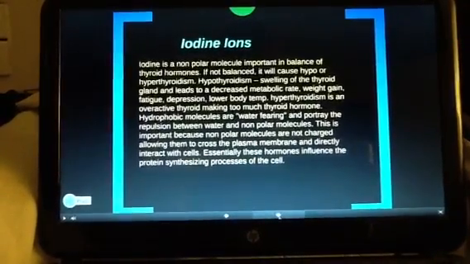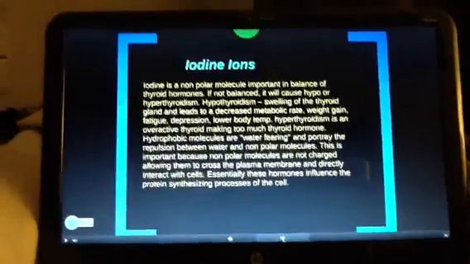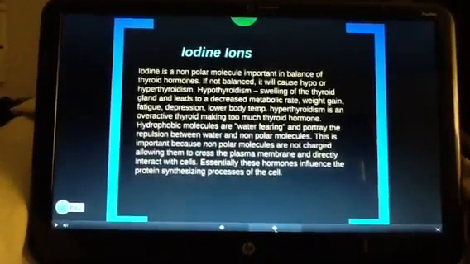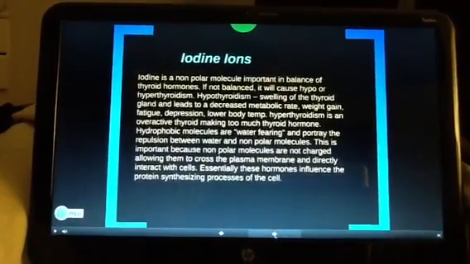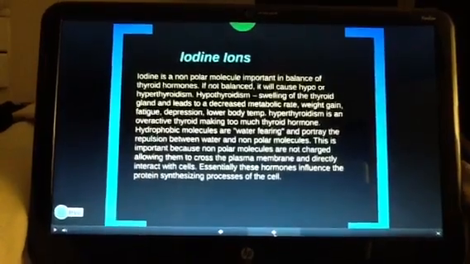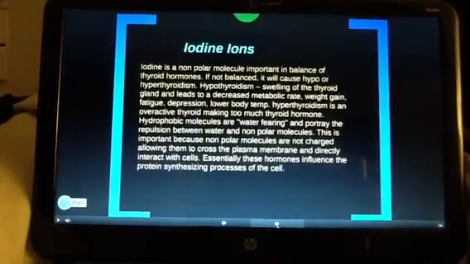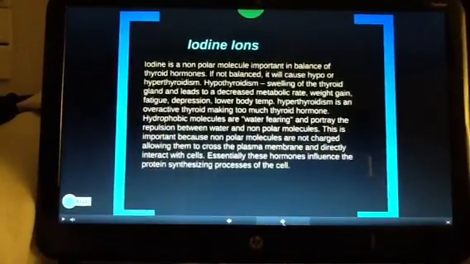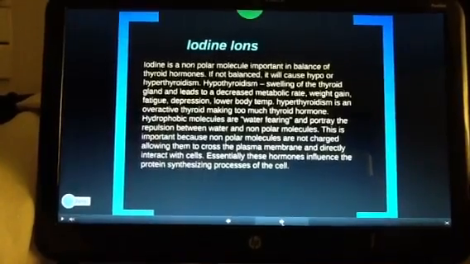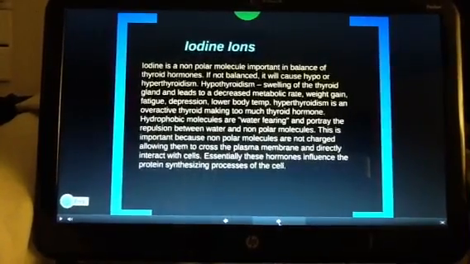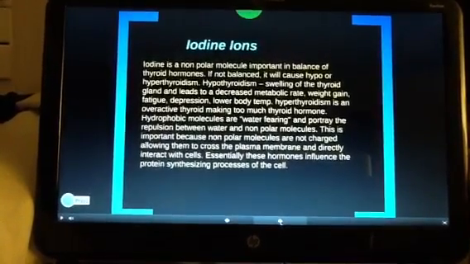So hydrophobic molecules are water-fearing. That's literally what they mean, and portray the repulsion between the water and the nonpolar molecules. This is important because nonpolar molecules are not charged, which allows them to cross the plasma membrane and directly interact with cells. So essentially, these hormones influence the protein synthesizing process of the cell.